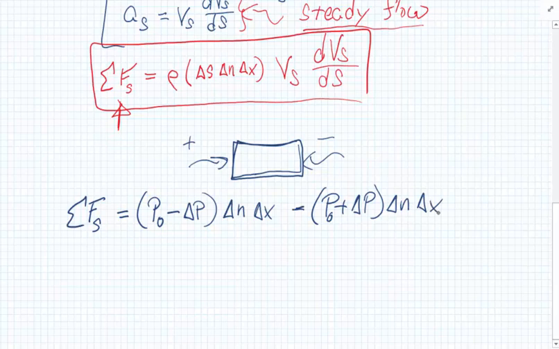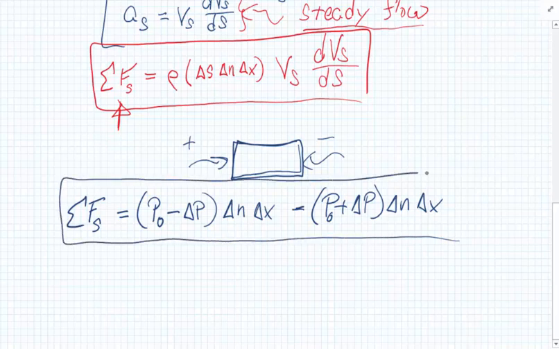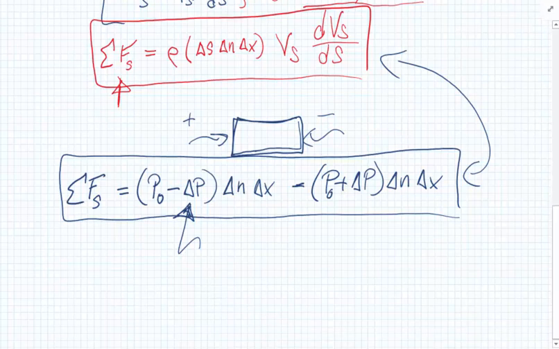All right, and we need to equate these two. So we have two expressions for the force. Well, the one term that we really don't have a handle on right now is this delta P term. We have rho. We kind of know what delta S, delta N, delta X are. That's our volume. And Vs, dVs/ds is a term that we're familiar with. We kind of understand what's going on with it. So what is going on with delta P?